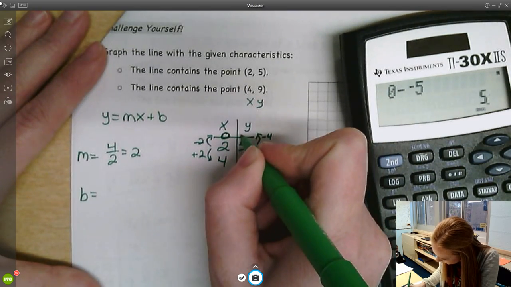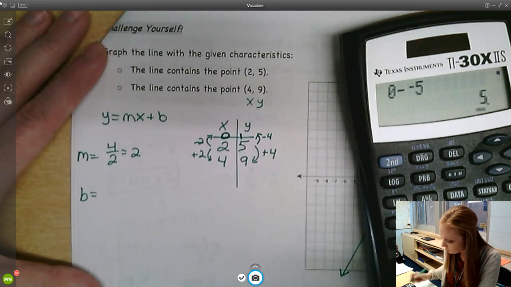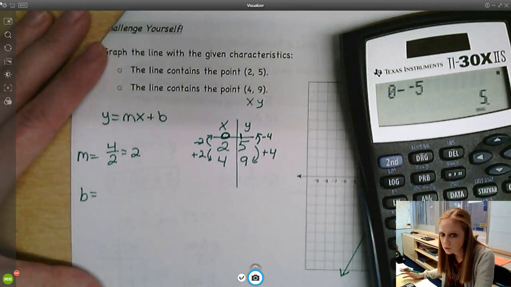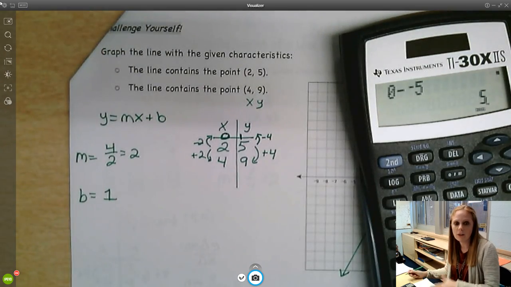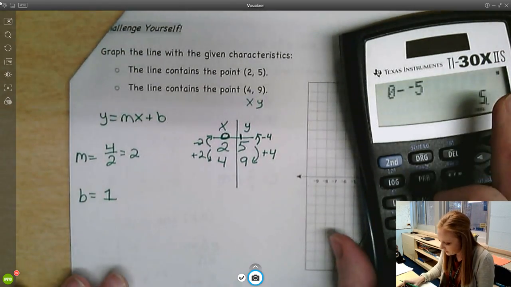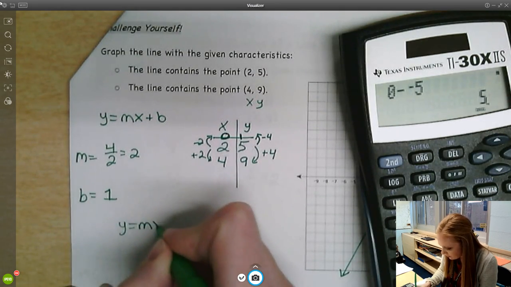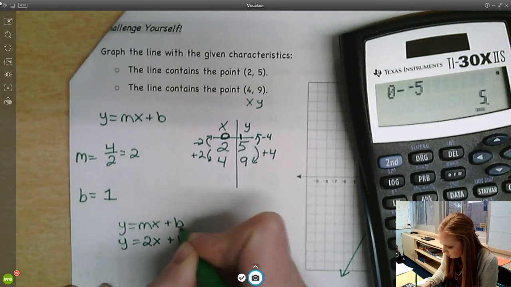5 minus 4 is 1. 0, 1, that works. 1 plus 4 is 5. 0 plus 2 is 2. It follows our pattern. So our y-intercept is 1. We figured it out by looking at the table going backwards. Okay. So now our equation of a line, y equals mx plus b. Our m is 2 and our b is 1.